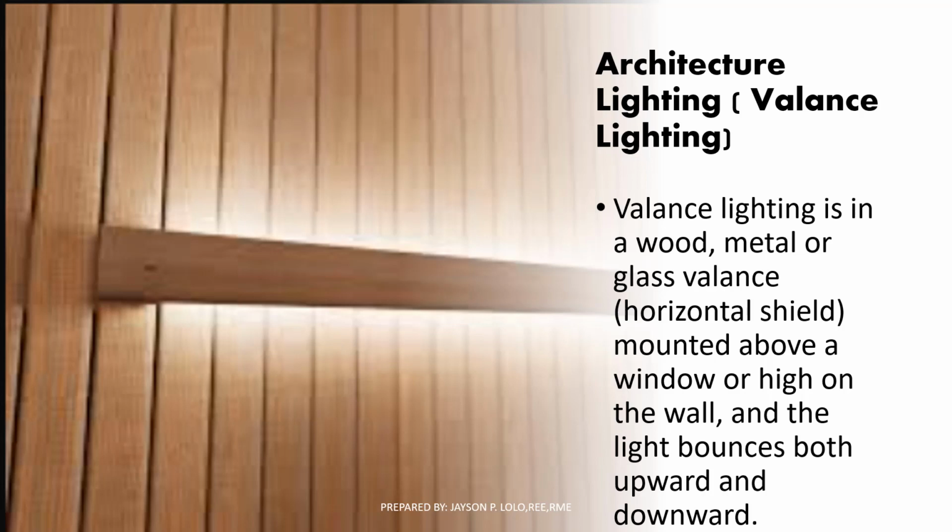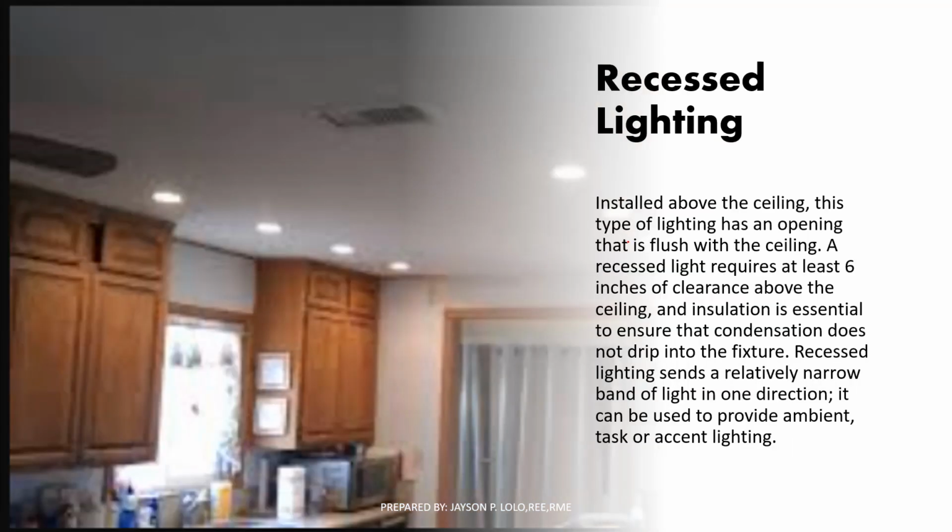Aside from the architectural lighting, we'll now proceed to the recessed lighting. Recessed lighting is common on residential and office, so it is installed above the ceiling. This type of lighting has an opening that is flush with the ceiling. That is why some recessed lighting is commonly called flush-mounted lights. A recessed light requires at least 6 inches of clearance above the ceiling, and insulation is essential to ensure that condensation does not drip into the fixture.